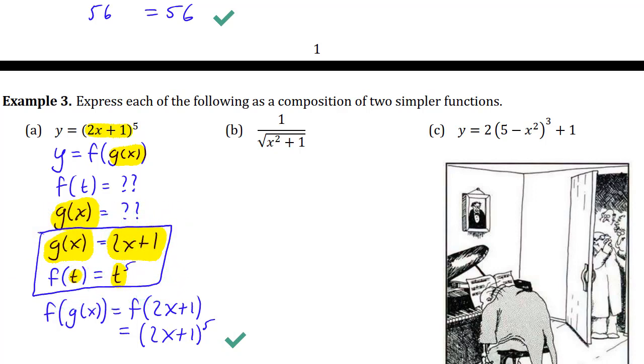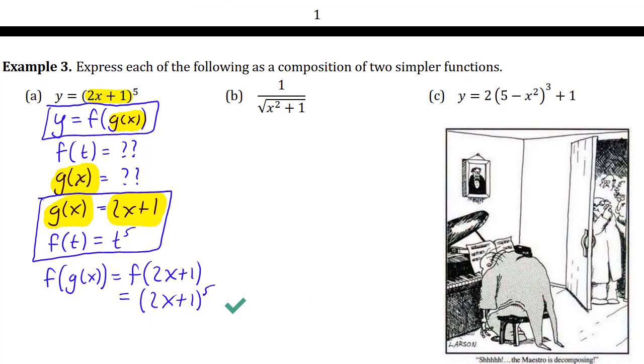That's your 2 smaller functions that you can compose to get this overall more complicated function. Okay, but you might notice there's other ways to do it.